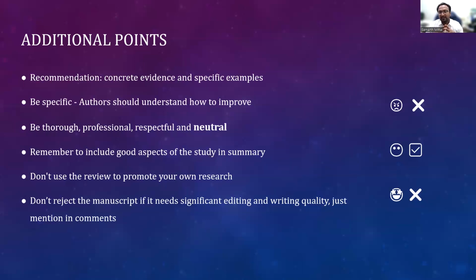Don't reject the manuscript if it needs significant editing for writing quality. Just mention it in the comments so that it can be taken care of in the editing.